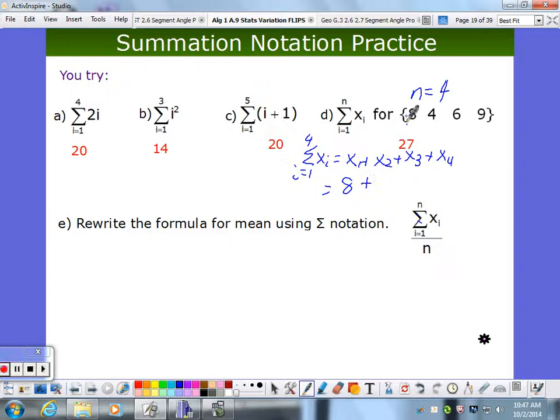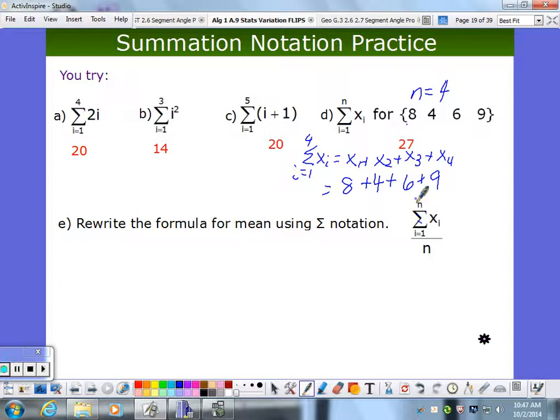What's the first x? Add. What's the second x? Add. What's the third x? Add. What's the fourth x? There's no operation implied, it's just plop the number in. That's all it is. Hey, excellent question, really good question.